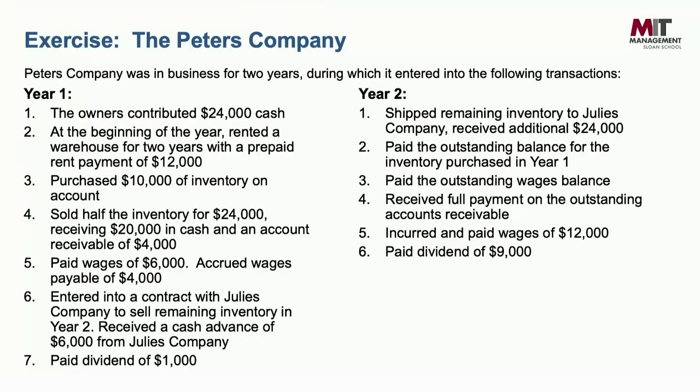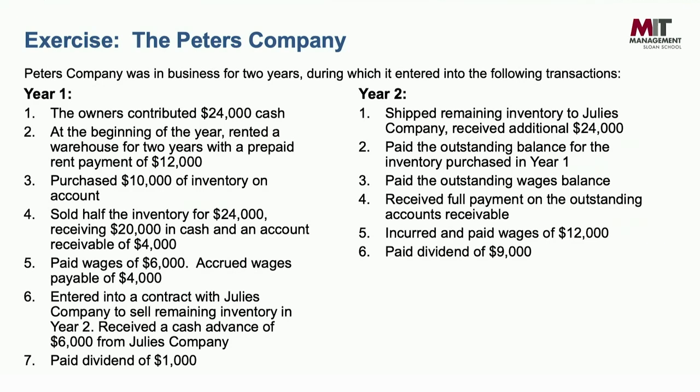Third transaction, we purchased $10,000 of inventory on account. What on account means here is we're not giving our supplier $10,000 of cash when we buy the inventory. We're giving our supplier an account payable, which is a promise that someday we'll pay the supplier $10,000.